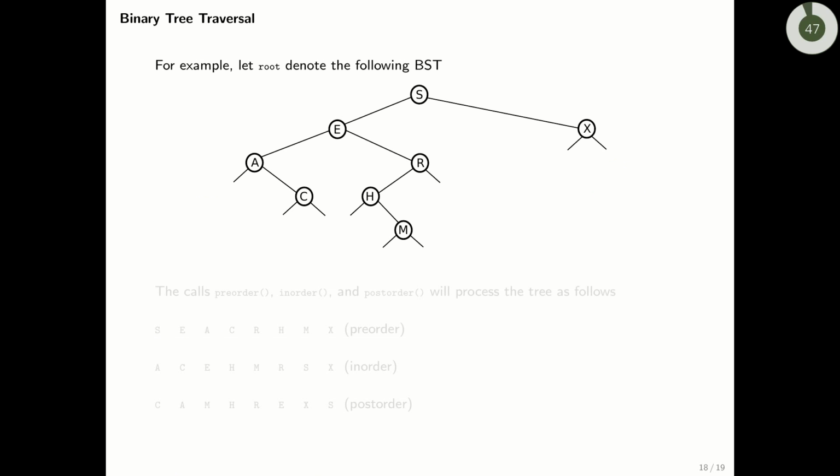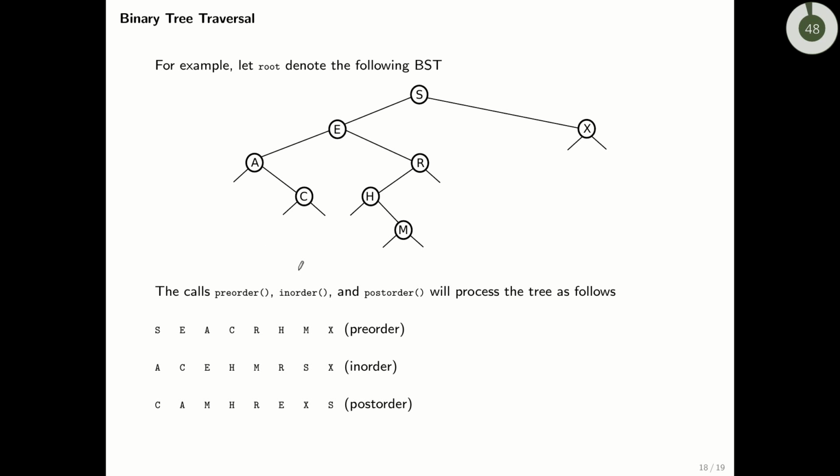Let's now look at a concrete example of a binary search tree and see how the 3 traversal mechanisms enumerate the keys in the binary search tree. Here's an example of a BST, and pre-order, in-order, and post-order are going to enumerate this tree in this order here. Let's say that the processing step simply involves printing the key in the node.